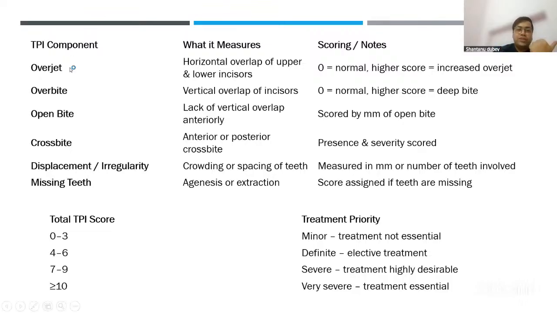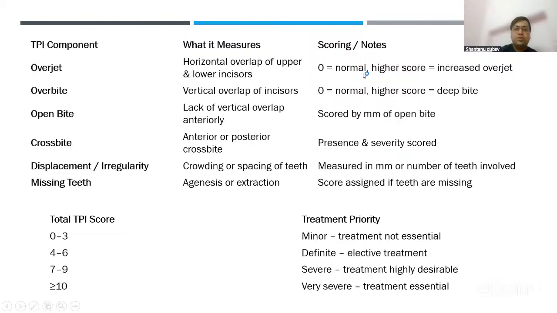So look at this. Overjet, overbite. These are the things that you consider as an orthodontist. Open bite, cross bite, displacement or missing, irregularly placed teeth and missing teeth, right? These are the 5, 6 things that are important for you. So you know what overjet is, you already know what overbite is, you already know what is open bite, you already know what is cross bite, anterior posterior. Displacement, crowding, spacing, whatever it is, missing tooth, agenesis or extraction.